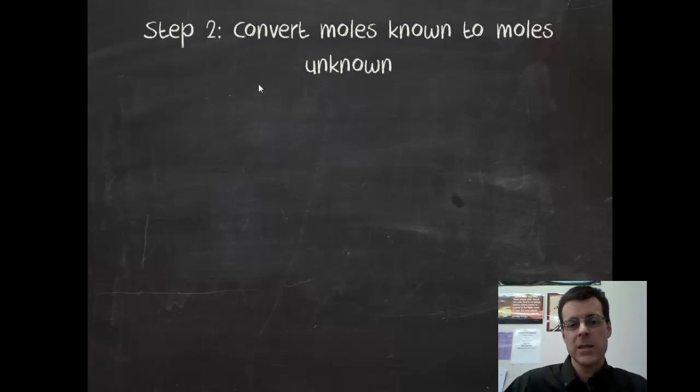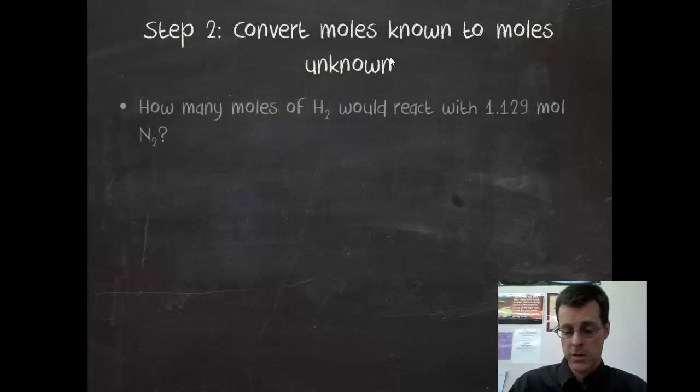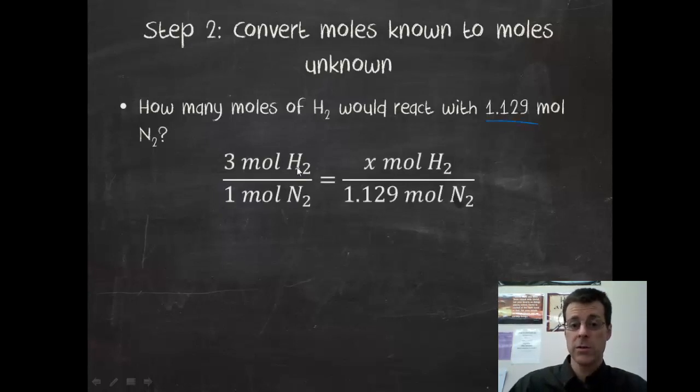The second step was to convert the moles that we know, which we just calculated, into the moles that we don't know. That's using the ratio that we did a few minutes ago. So in other words, the question now becomes how many moles of hydrogen would react with those 1.12 moles of nitrogen that we just figured out. Well, that's our ratio based on the recipe.